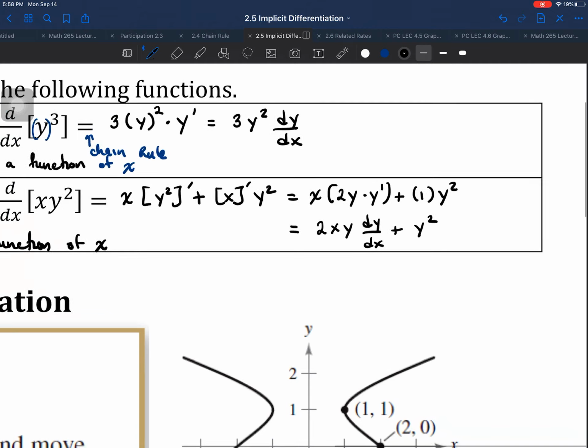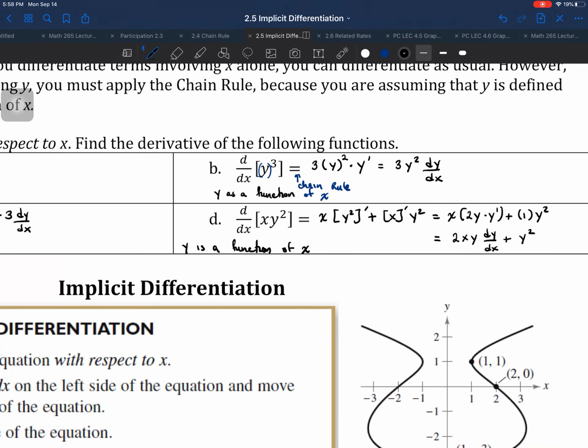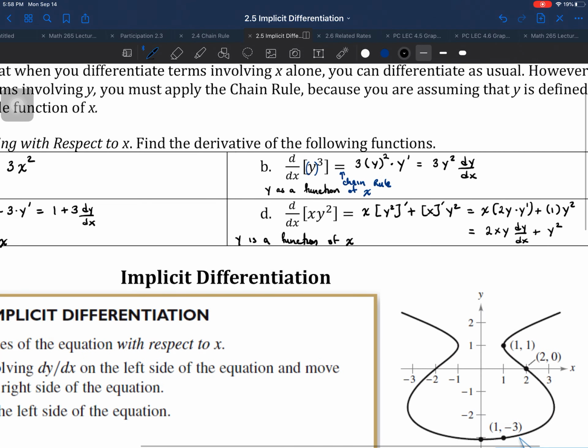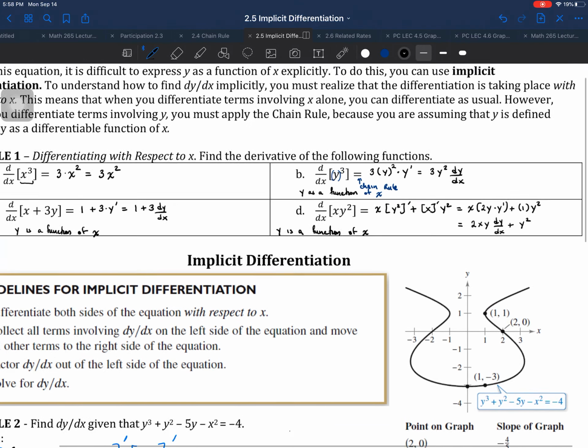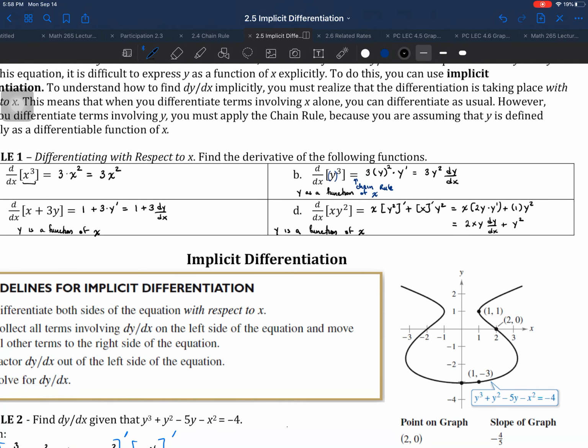So do you guys see the difference between both of them? Do you guys see why we had to use product rule and why we didn't have to use product rule on part C? If you guys notice, please note this. In this case, x was by itself, right? This was the sum of two functions. Here, this is treated as a product of two functions. So there you go.